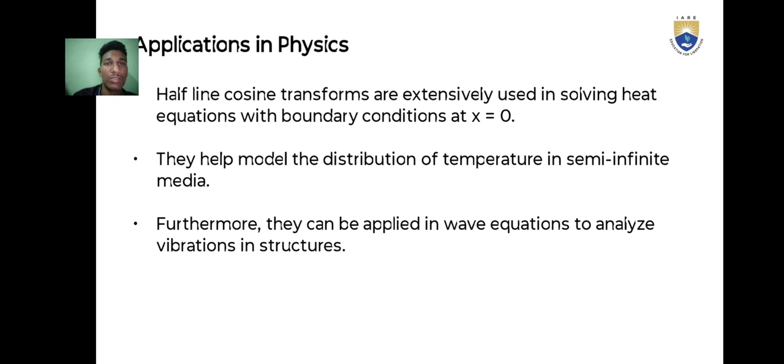Applications in physics. Fourier cosine transforms are extensively used in solving heat equations with boundary conditions at x equal to 0. They help to model the distribution of temperature in semi-infinite models. Furthermore, these can be applied in wave analysis and vibration in structures.